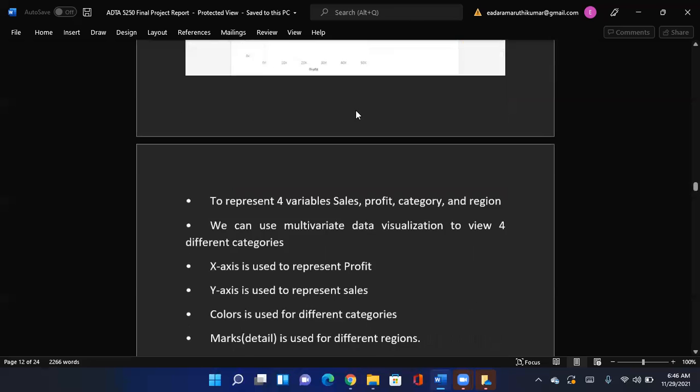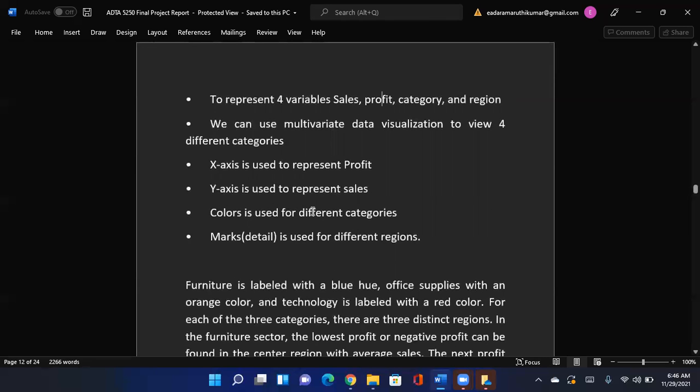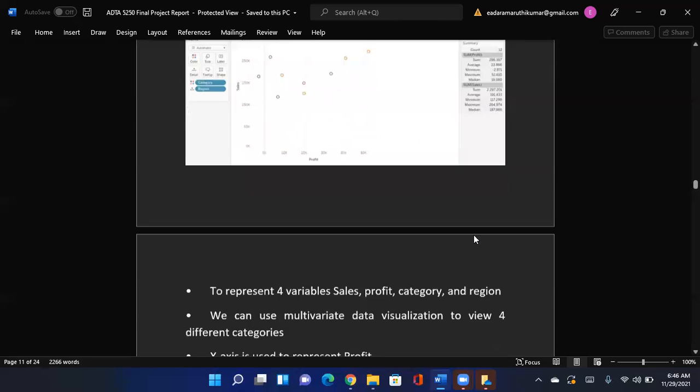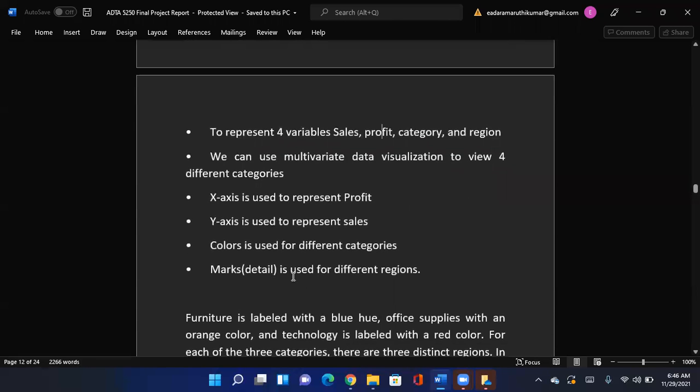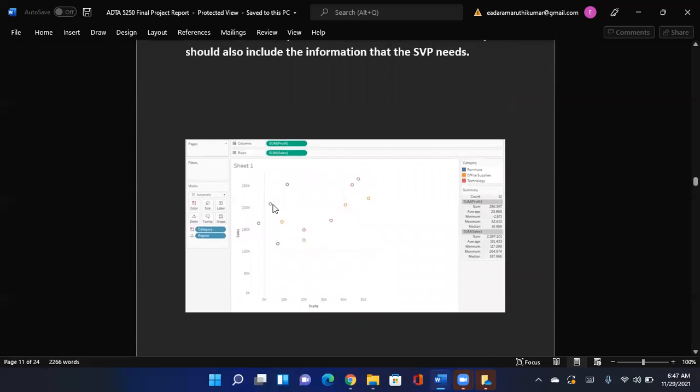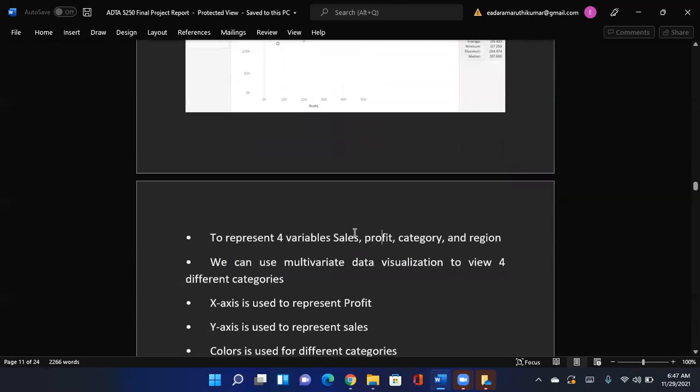Like that, we are representing here, and the colors I already mentioned. For furniture, I gave the blue color. For office supplies, it is orange, and for technology, it is pink, I think. And marks are used for different regions. The marks are based on the different regions.